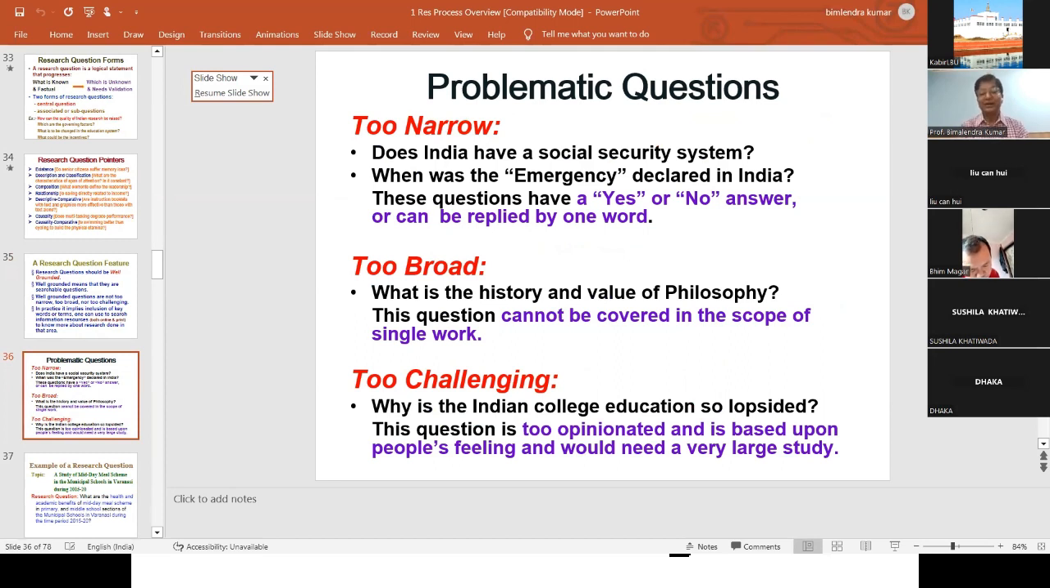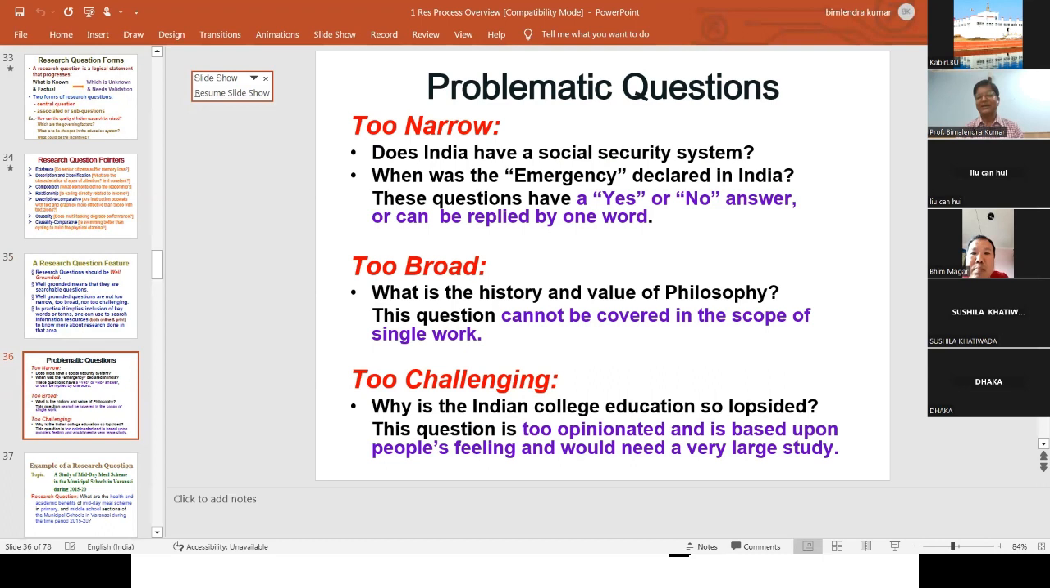So there are questions which are problematic also. There are some questions which create problems, and the materials are not available. Even problematic questions can be classified into three: too narrow, too broad, and too challenging. These are the three types of problems. Like, does India have a social security system? It is a very narrow question.